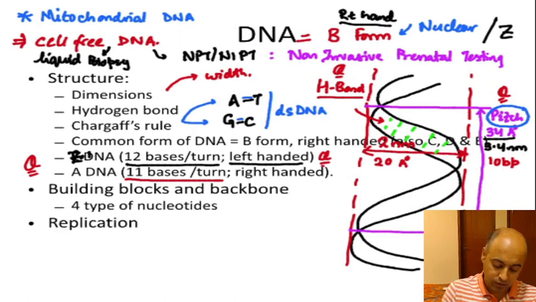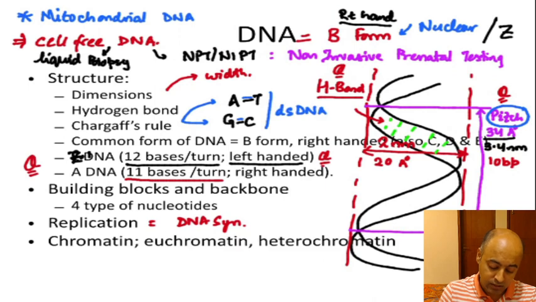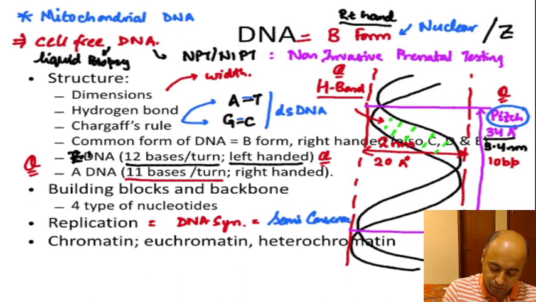Okay. The DNA synthesis process is known as replication, which you will see shortly. So remember, replication is DNA synthesis, and this replication is described as semi-conservative. What do you mean by semi-conservative?